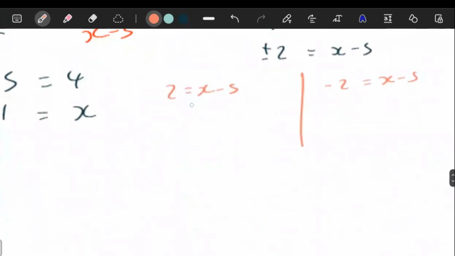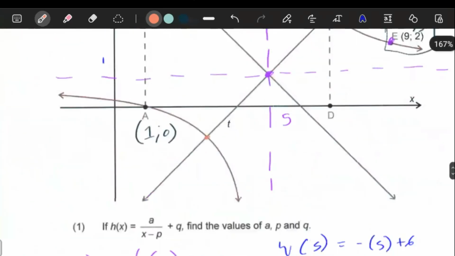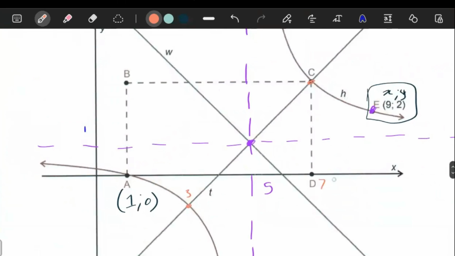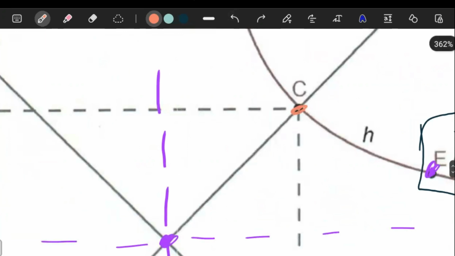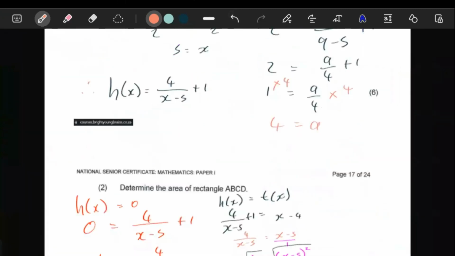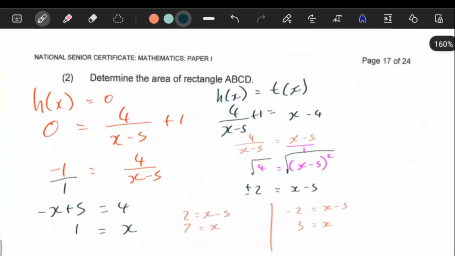So here, the 5 goes over. It's going to be 2 plus 5, which is 7. Here it's going to be minus 2 plus 5, which is a 3. So obviously, this is the one where the x value is a 3, and this is the one where the x value is a 7. So what you now know is the x value here is a 7. We need its y value also. Getting the y value where x is 7, we can throw it into the equation of t. Into the equation of t, throw a 7 in there.